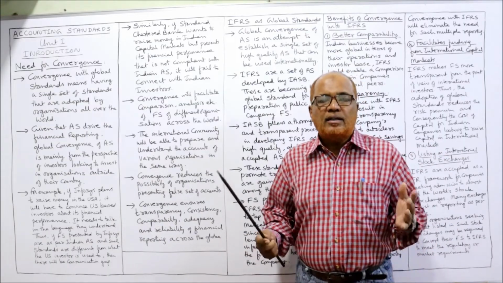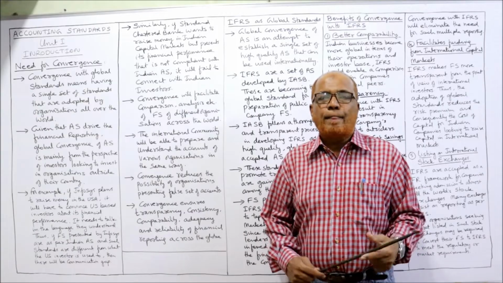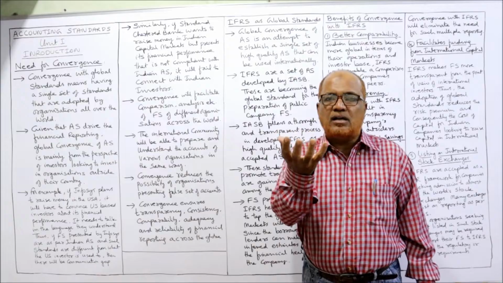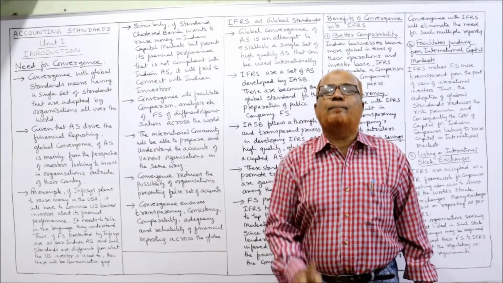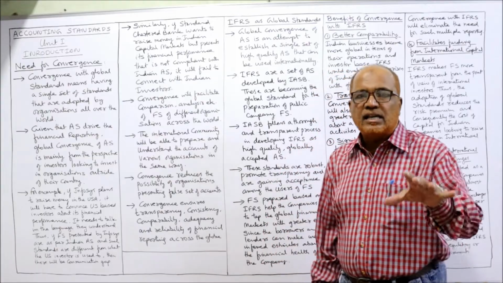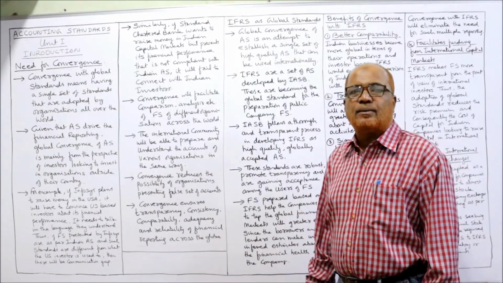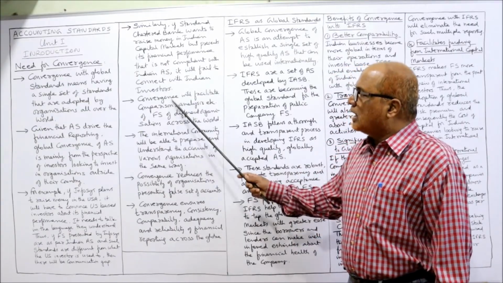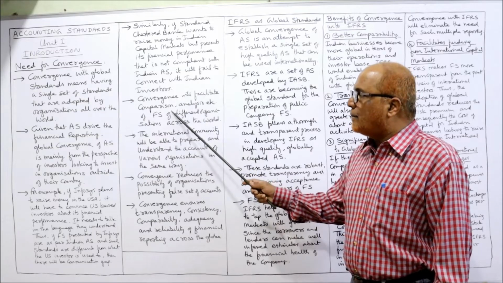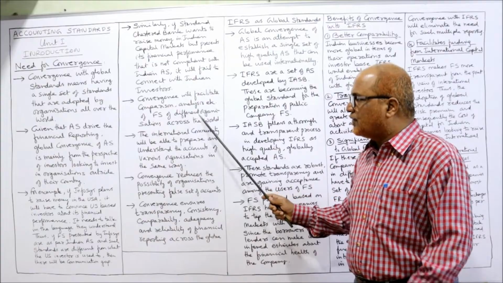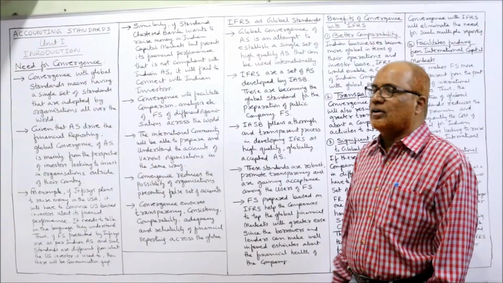So ultimately, the need is for a single set of standards which should be understandable globally, everywhere. That is the need for convergence of Indian accounting standards with international standards. Now, convergence will facilitate comparison, analysis, etc. of financial statements of different organizations across the world.